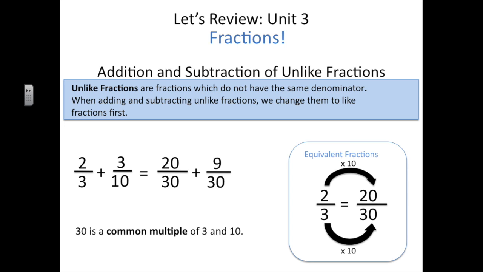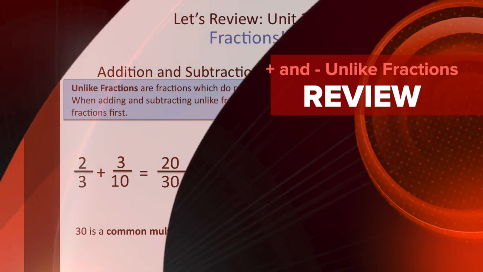I can now solve, now that I have a common denominator. Remember, when we solve a problem with addition and subtraction, our denominator stays the same, and we add our numerators. So 20/30 plus 9/30 equals 29/30. And this is how we add unlike fractions. If you were subtracting, you would use the same exact process. Your denominator would stay the same when you subtract, and you would subtract the numerators.